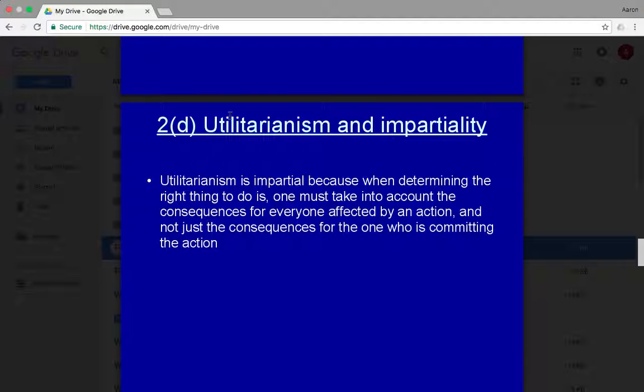Hence, the utilitarian wants to know how acting a certain way will affect the overall group of persons affected by the action. Hence, it's not an overly self-focused theory of right and wrong. The consequences for oneself when one acts certainly gets taken into account, but no more than the consequences for others who are affected by your action.